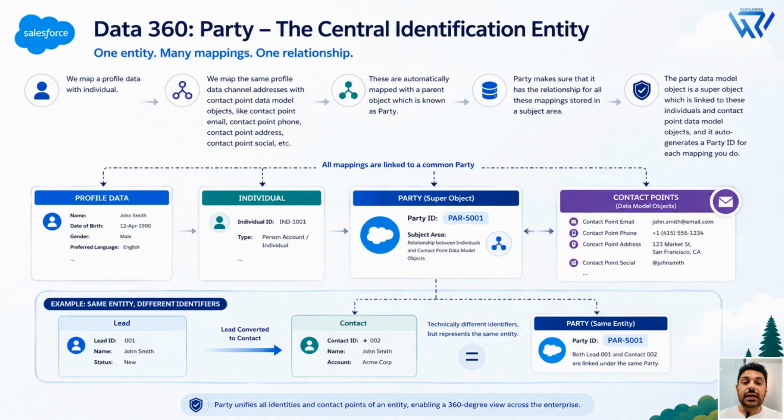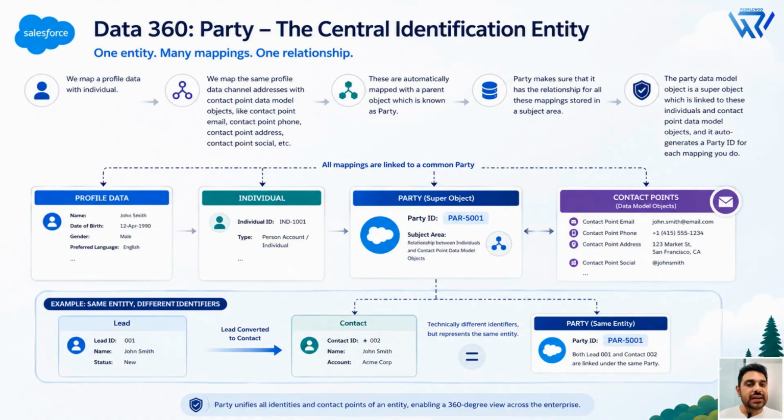Similarly, these are automatically mapped with a parent object which is known as party. Party makes sure that it has the relationship for all these mappings stored in a subject area. The party data model object is a super object which is linked to these individuals and contact point data model objects, and it auto generates a party ID for each mapping you do.